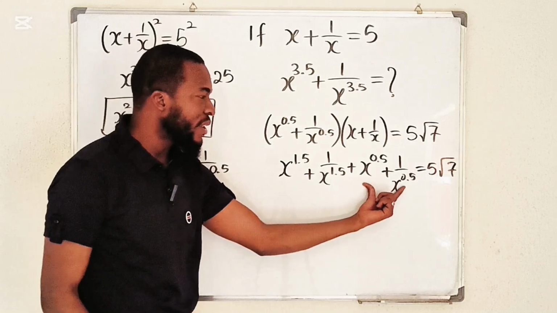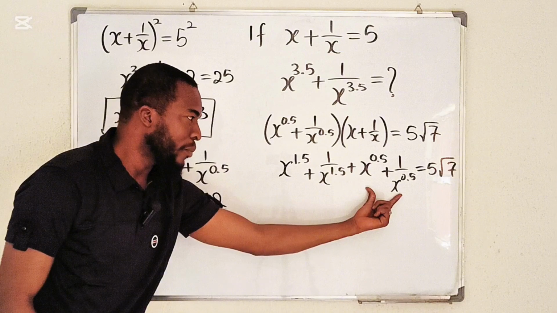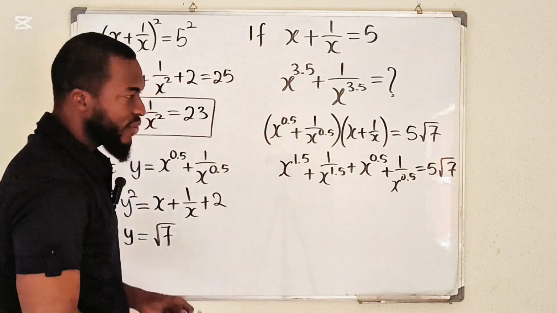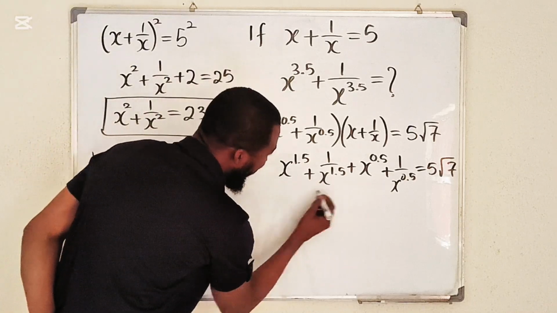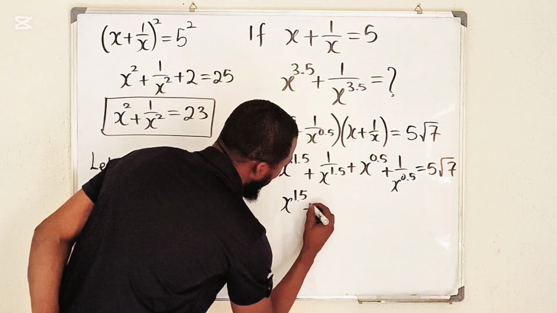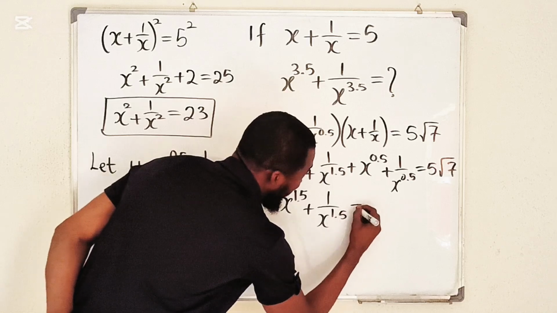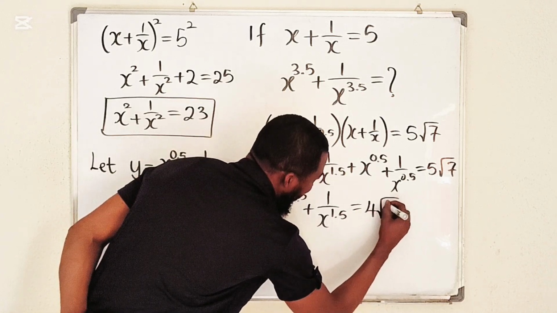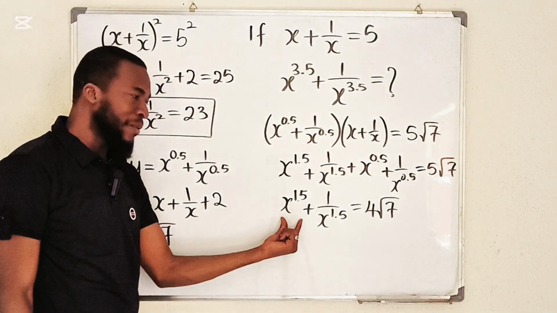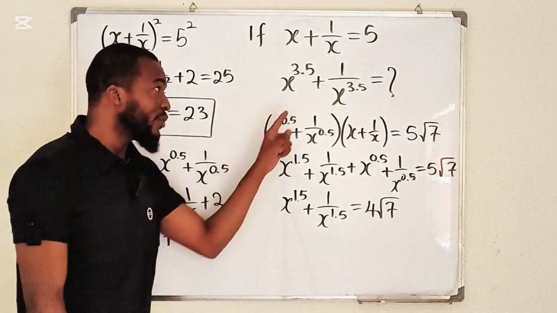But we have this one already, which is what? Root 7. So we're going to replace it with root 7, but in the end we're going to take it to the other side. It will be what? 5 root 7 minus root 7, which is simply 4 root 7. So the whole of this one, which is x raised to the power of 1.5 plus 1 divided by x raised to the power of 1.5, is equal to 4 root 7. We are almost done, I think. Remember, if you multiply this by that, you shall obtain what? x raised to the power of 3.5, which is our goal.